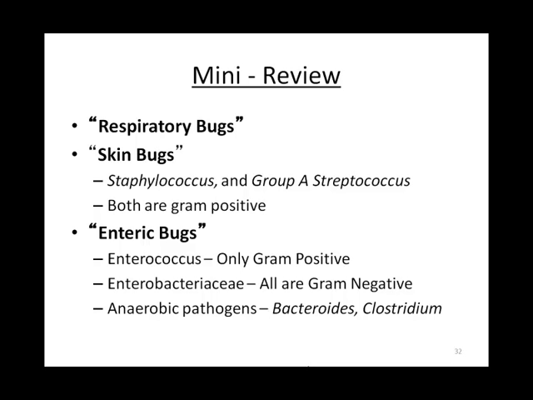That's right. So we've talked about the respiratory bugs. We just finished covering those. They include all classes: gram-positives, gram-negatives, and atypicals. We have the skin bugs, which are generally just these two, meaning they cause skin and soft tissue infections and can be found on the skin: Staphylococcus and group A Streptococcus, and these are both gram-positive. And then we have the enteric bugs, which we're going to get into next.